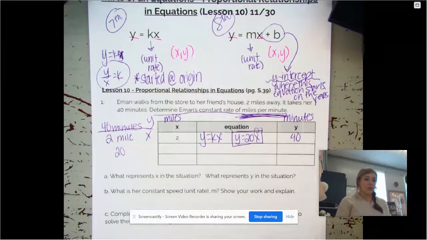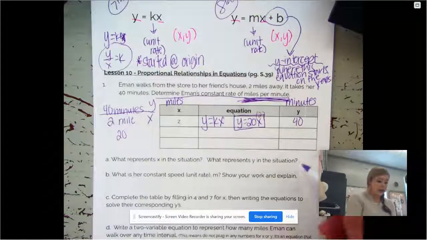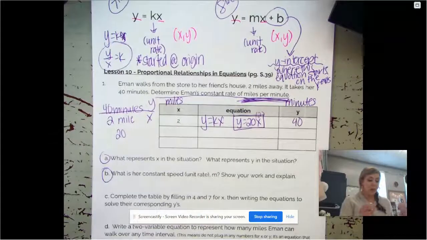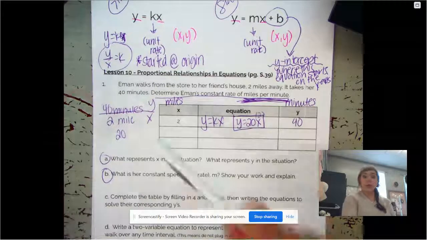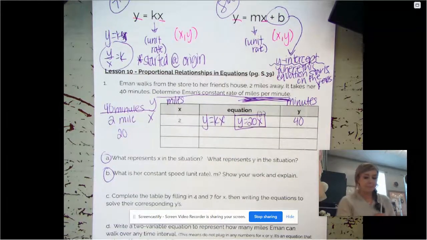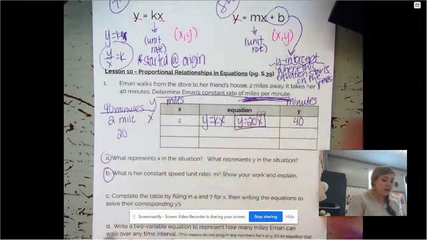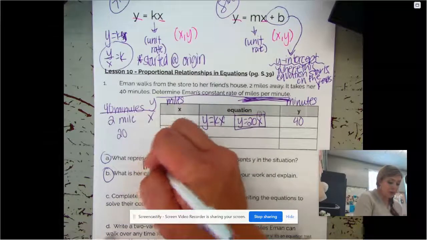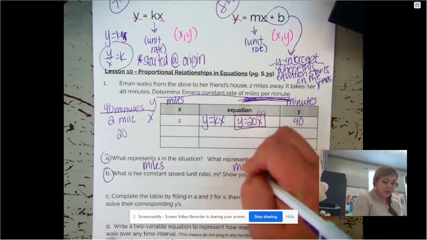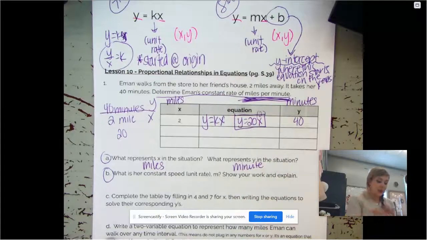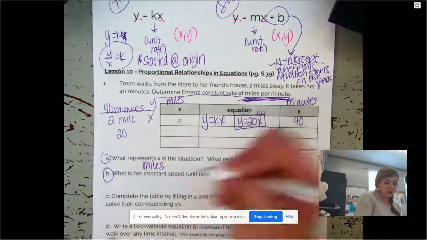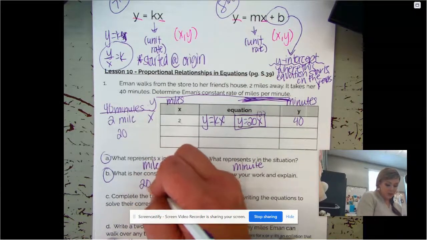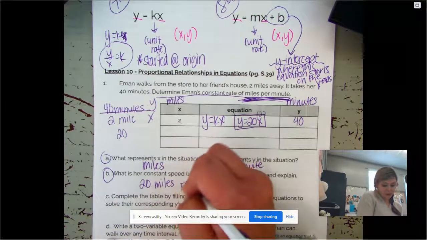So what I'm going to have you do is, if you want to pause the video for a second, I'd like to see if you can kind of fill in A and B. I'm going to ask you what words represent x, what words represent y, and what is their constant rate. Most of that you can just fill in from here. So if you paused and you came back, this would represent where x in the situation would be miles, y would be minutes. What is their constant rate? Well, we did that. We did division of the y equals kx equation to get the constant rate of being 20 minutes per mile.